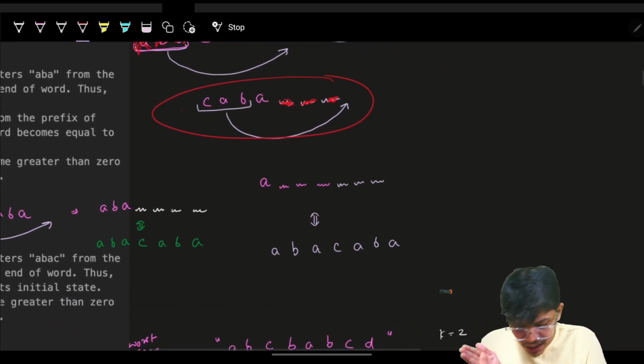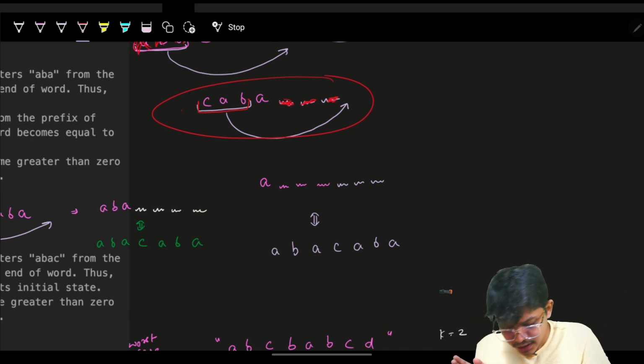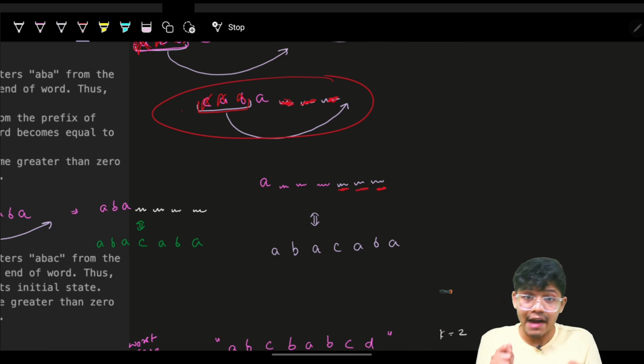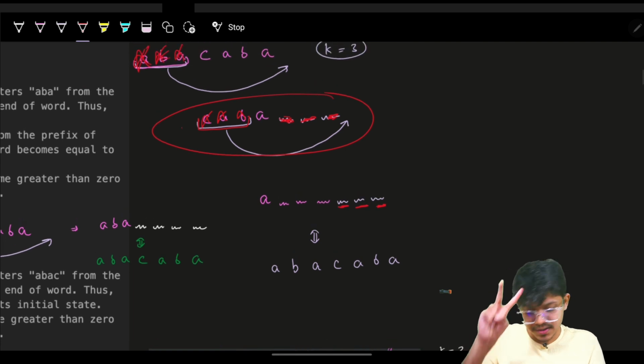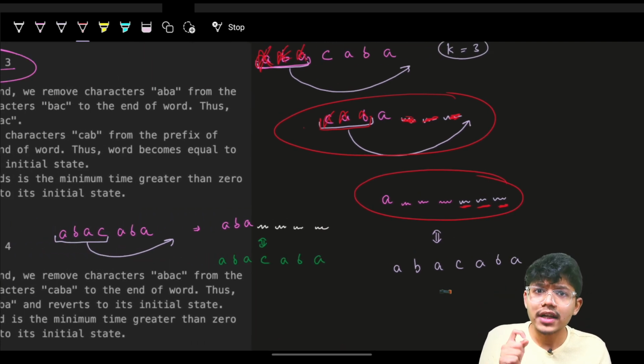Okay, in the next step, I will take the starting k characters and put ending k characters. So I'll remove them and I will have ending k characters. I will put ending k characters. Now you have done 2 steps. Now your current string is like this. Now I again go and have a check.